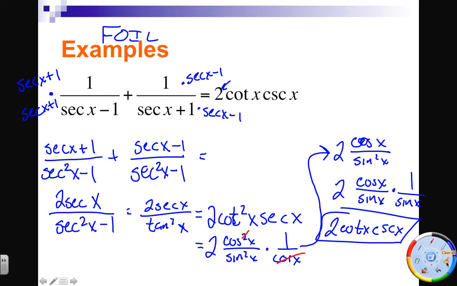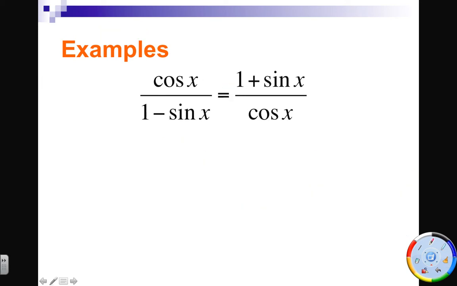All right, what about the next one here? Cosine x over 1 minus sine x equals 1 plus sine x over cosine x. So you have to resist the urge to cross multiply. Don't do it.